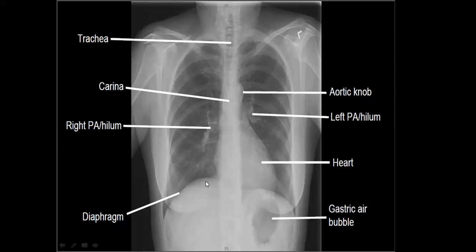This is the right dome of the diaphragm. On another side, this is the left dome of the diaphragm. The black line, this is the left dome. This is the right dome.